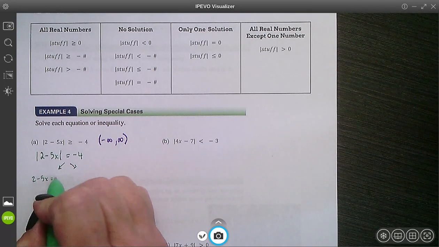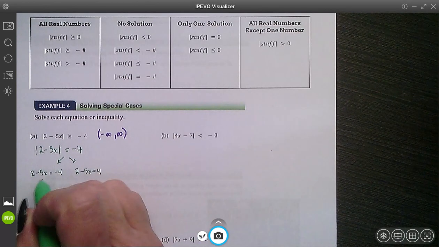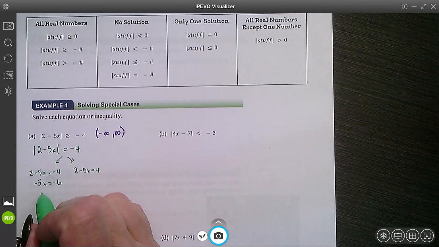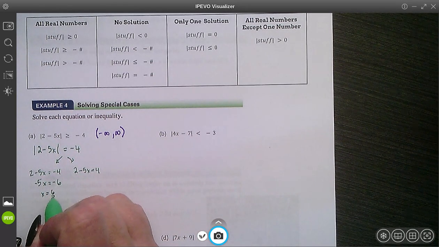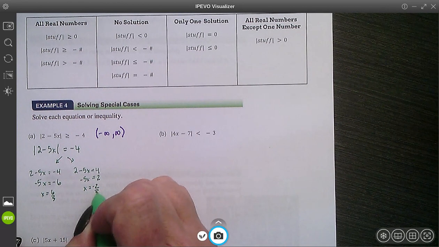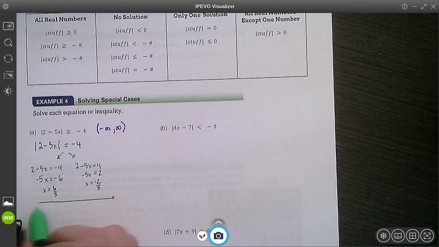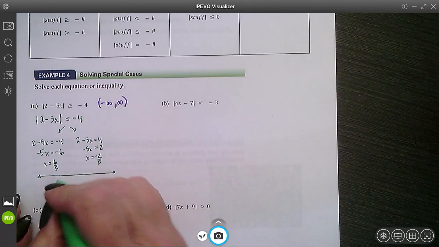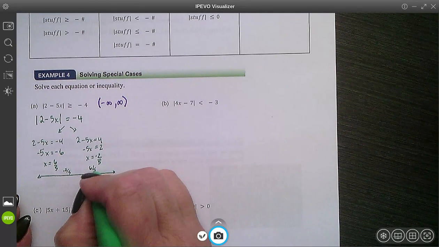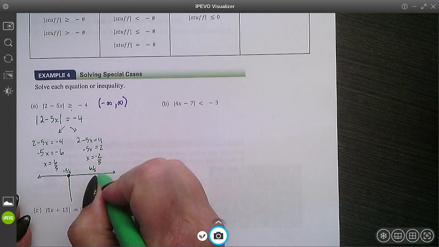We would replace our inequality with an equal sign, and then we would write two equations, 2 minus 5x equals negative 4, 2 minus 5x equals 4. When we solve those, we get negative 5x equals negative 6. By the way, I would not write this stuff down if it were me. So x equals 6/5. And then negative 5x equals 2. So x equals negative 2/5. So if I put those on a number line, then I would have my negative 2/5 and 6/5. They would both be closed because the original one was a greater than or equal to.